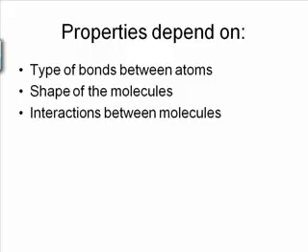The reason that we look at bonding is that the properties of a substance in some ways depend on the bonding between the atoms. That's what we're going to look at in this discussion. The shape of the molecules and the interactions between the molecules will also affect the properties, but we're going to talk about those later.